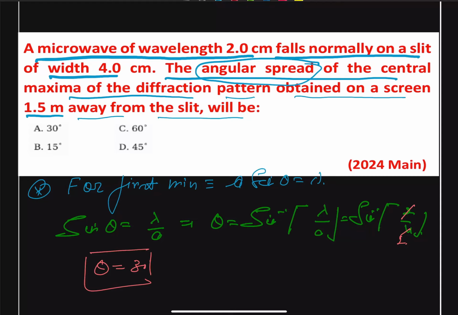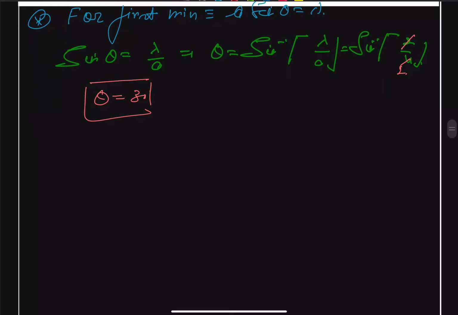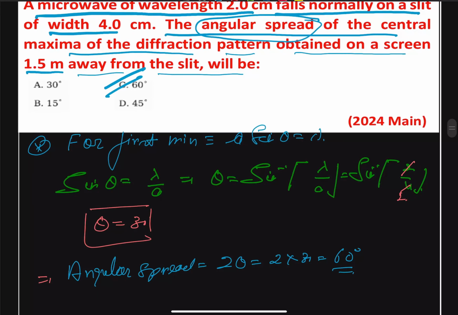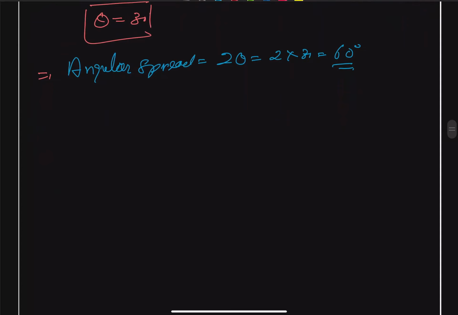Angular spread will be equal to twice of this angle. So we get our angular spread will be equal to 2 theta, because it is uniform on the top side as well as the bottom side. So this comes as 2 into 30, that is 60 degree. So option number C is the correct option. C is correct.